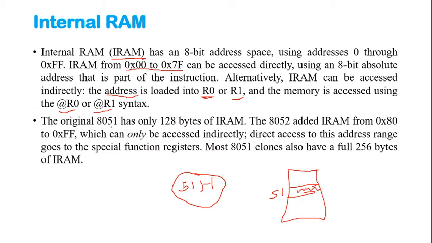Now the original 8051 has 128 bytes of IRAM. The 8052 added IRAM from 0x80 to 0xFF, which can only be accessed indirectly, and direct access to this address range goes to the special function registers. Most of the 8051 clones also have the full 256 bytes of IRAM.